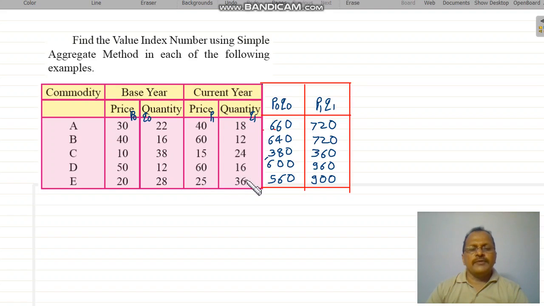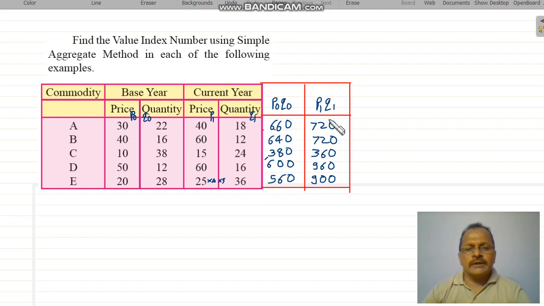Now 25 into 36, I know 25 into 4 gives me 100. So 36, I have taken the 4 factor out. So 4 into 9 is 36. 25 fours are 100. 100 into 9 is 900. That's why the quick calculation is possible over here. Now add these.